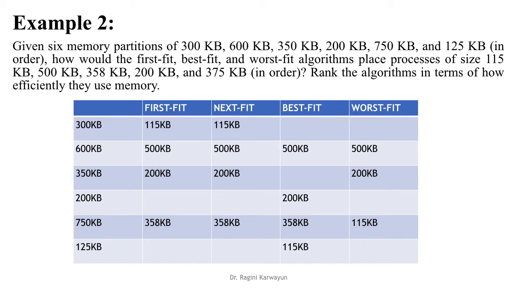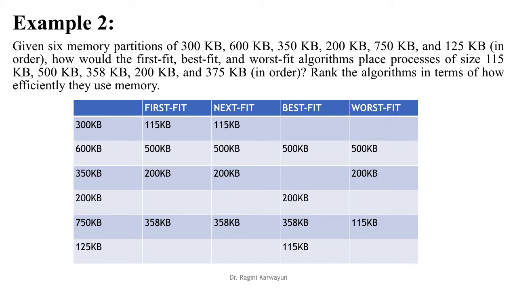For best fit, again you arrange them in increasing order, so 125, 200, 300, 350, 600, 750. First process 115, so 115 can be accommodated in 125 KB, least internal fragmentation. There is nothing smaller than that, and in a larger one the fragmentation will be more, so 115 will be allocated the 125 KB partition.